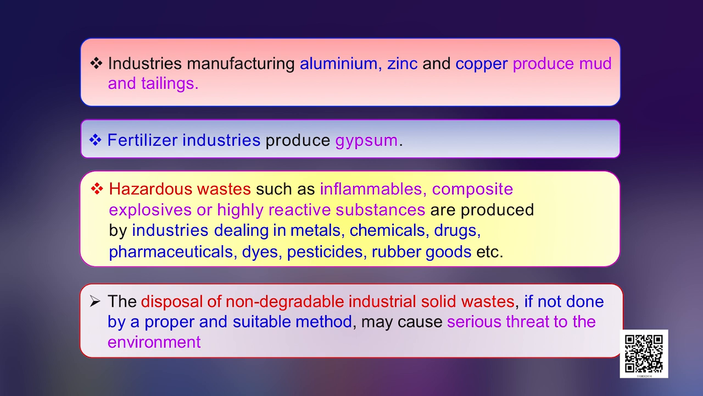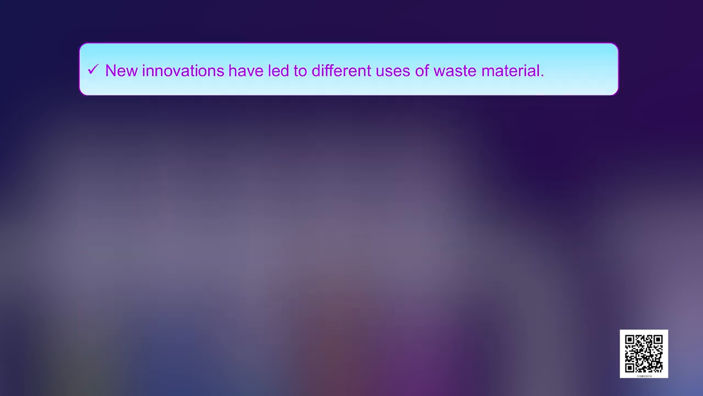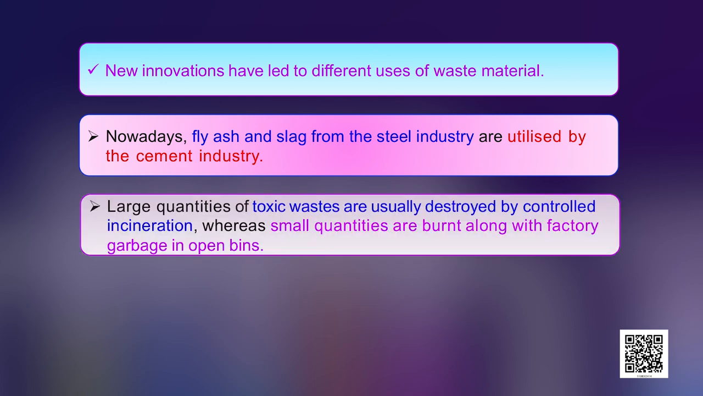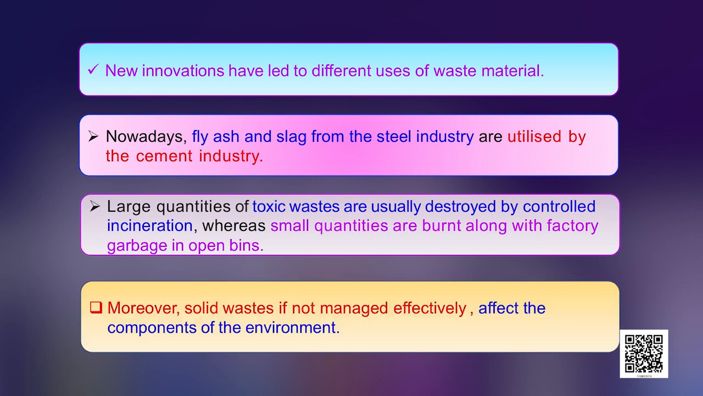The disposal of non-degradable industrial solid waste, if not done in a proper and suitable manner, can cause serious threats to the environment. New innovations have led to different uses of the waste material. Nowadays, fly ash and slag from the steel industry are utilized by the cement industry. Large quantities of toxic waste are usually destroyed by controlled incineration, whereas small quantities are burnt along with the factory garbage in open bins. Moreover, solid waste, if not managed effectively, affects the components of the environment.